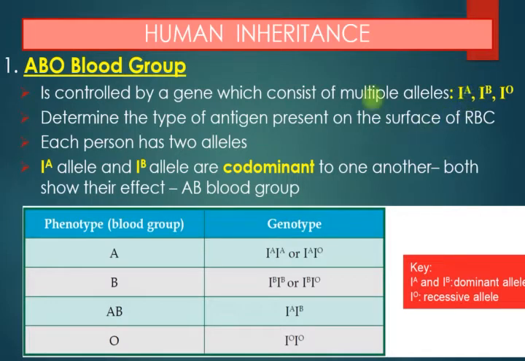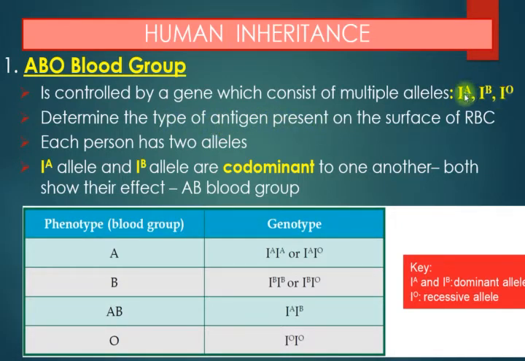You have to know that the gene that controls the ABO blood group is represented by I. It consists of three types of alleles: IA, IB, and IO. These alleles control the blood group. They determine the type of antigen present on the surface of our red blood cells.